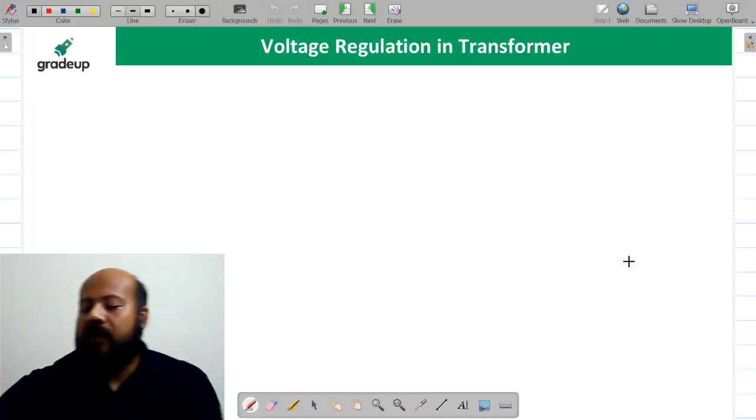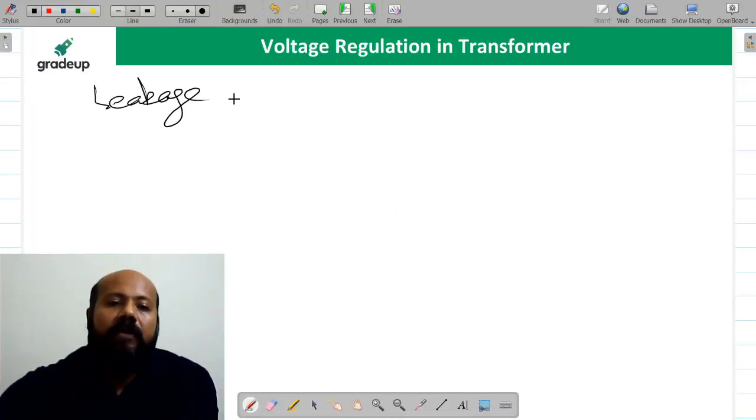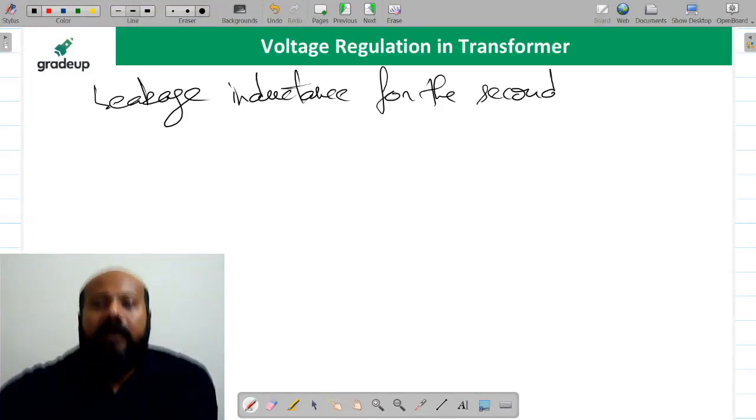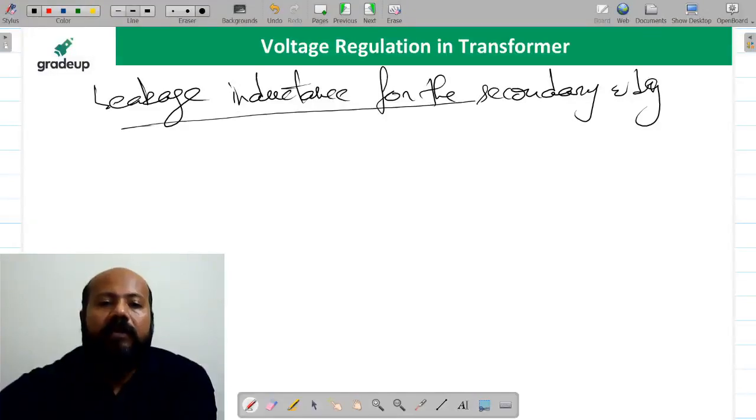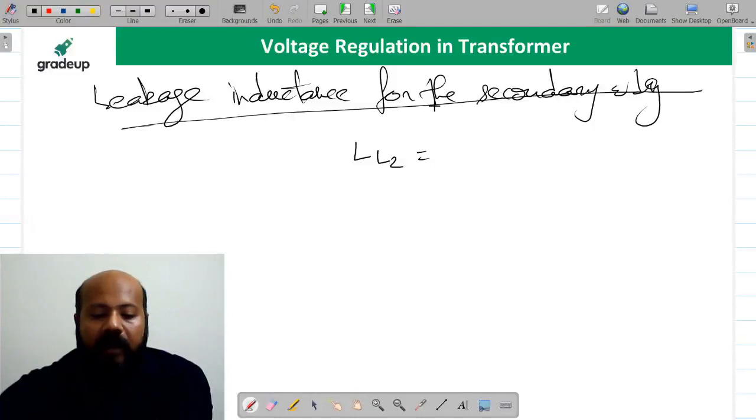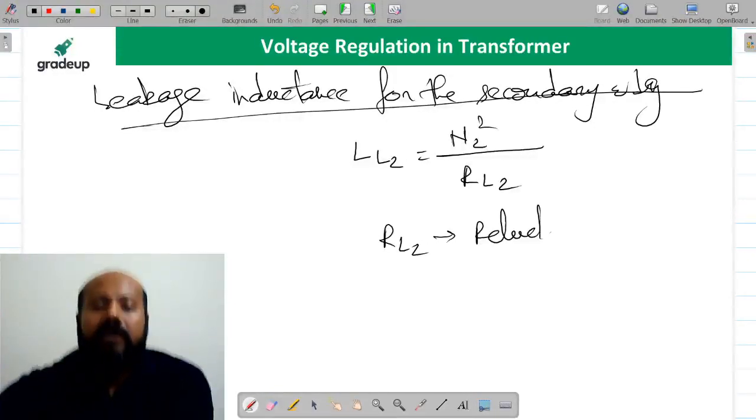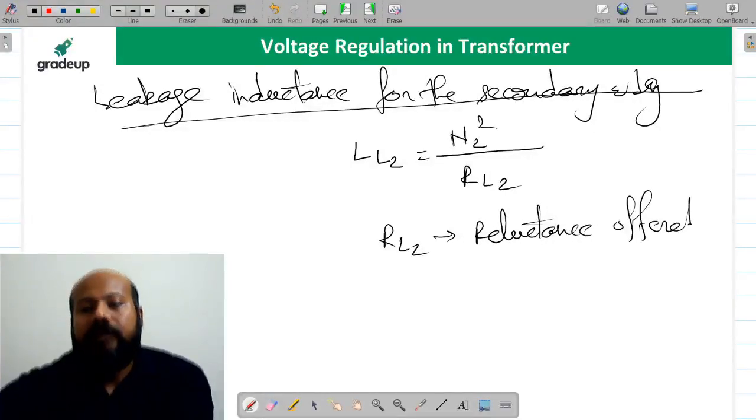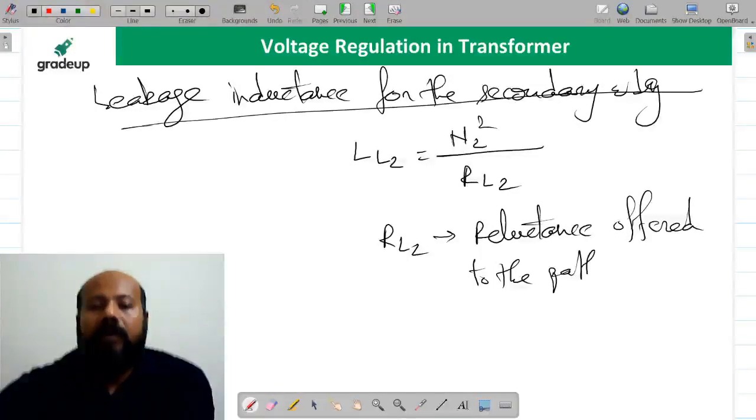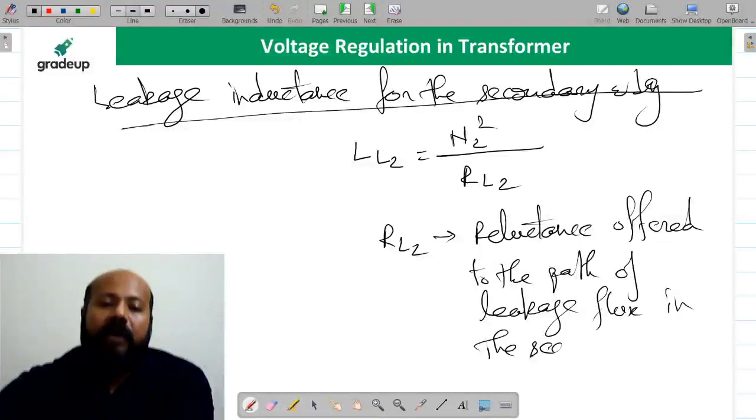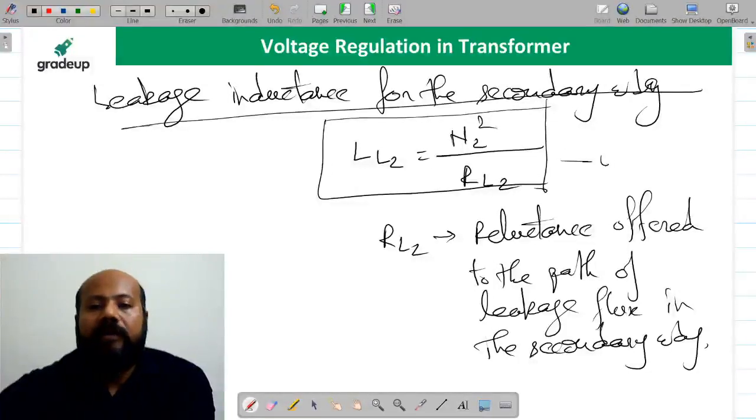And similarly, you can write the leakage inductance for the secondary winding. Directly you can write it, yes or no? What is LL2 going to be? It is going to be N2 square divided by RL2. What is RL2? Please tell me. It is the reluctance offered to the path of leakage flux in the secondary winding. So this is going to be your equation number 4. Very important.